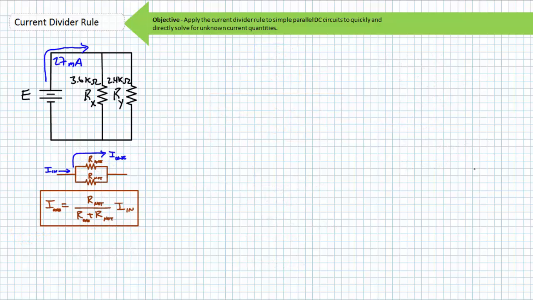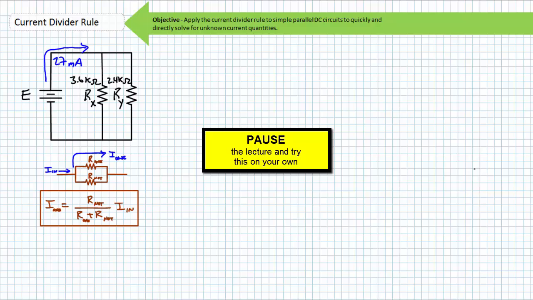Here's another parallel circuit with the following values. The current input to this parallel combination is 27 milliamperes. Rx is 3.6 kiloohms. Ry is 2.4 kiloohms. Pause the lecture and apply the current divider rule to solve for the current through each element, Ix and Iy. Once you've got this information, solve for the voltage drop across each element, Vx and Vy.